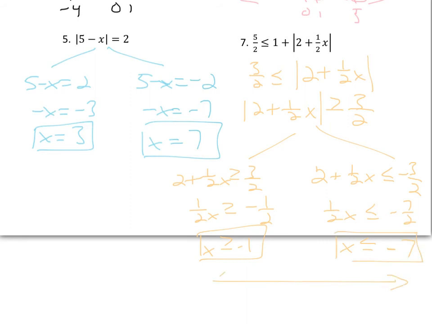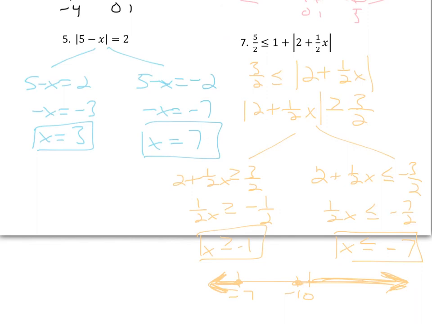Okay, to graph it, we've got 0, negative 1, negative 7, closed circles on both of them. It's got to be greater than or equal to negative 1, so shade to the right, less than or equal to negative 7, shade to the left. It's an OR problem, and that's what it looks like.